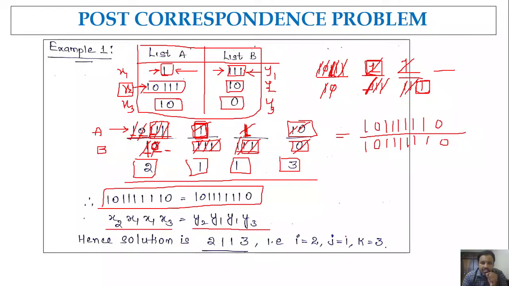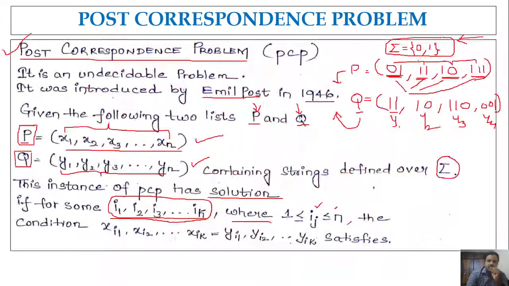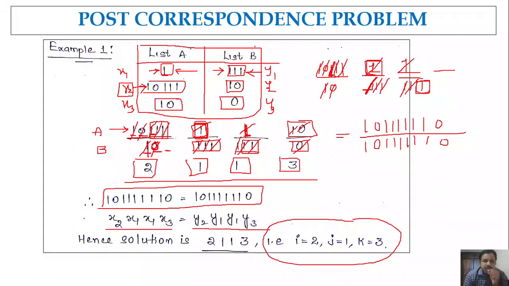So you could also write i equal to 2, j equal to 1, k equal to 3. So that was the problem. Here, what we are finding is the sequence i1, i2, i3 and so on up to ik, such that if you organize the items of P in that sequence and items of Q in that sequence, then the strings obtained from P and Q will become equal. So this is one of the problems of PCP and its solution.